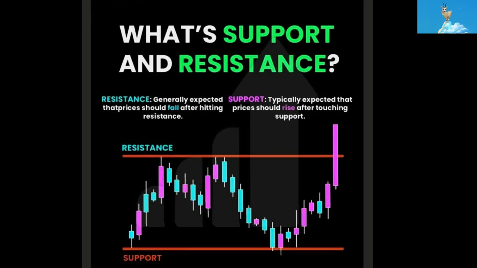All right? But as far as support and resistance, I want y'all to look at what's on the screen right now. Y'all see two horizontal orange lines. Everybody see the two flat lines marked support and resistance drawn across the candlestick chart, right?